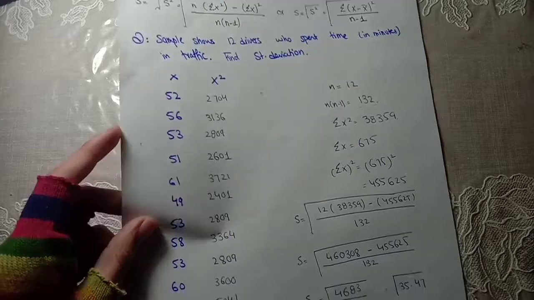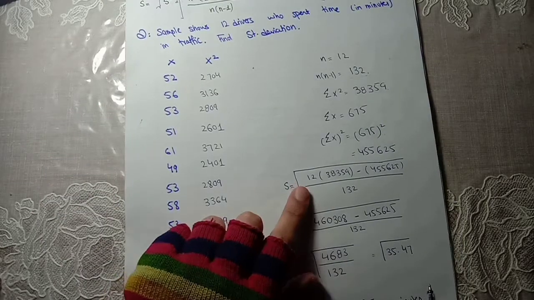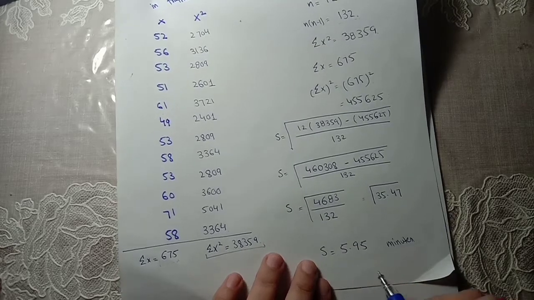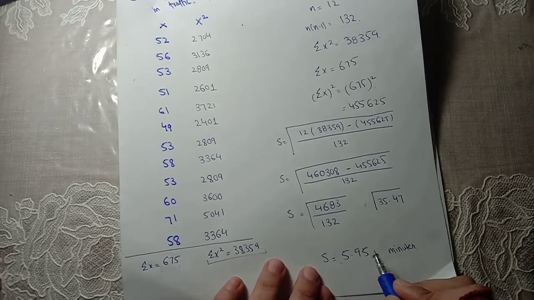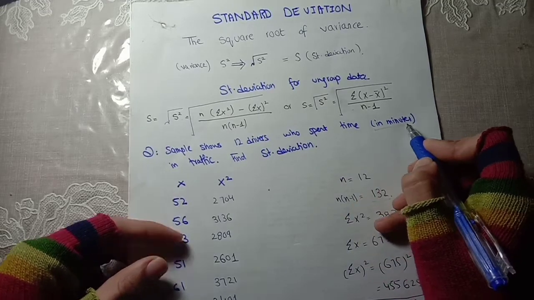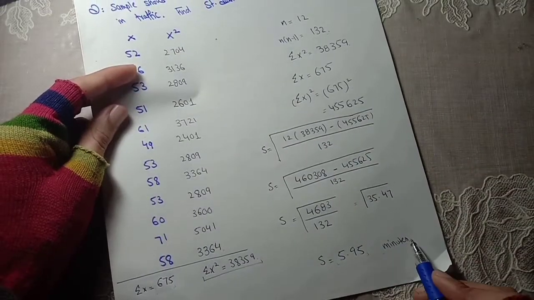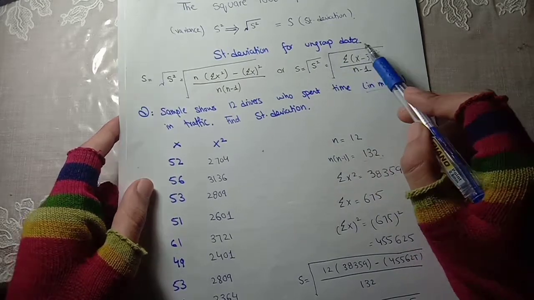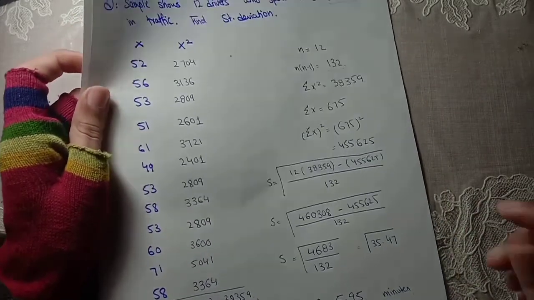So I have written all of the values in the formula, and after solving them, I got the answer, which was 5.95. In the question, it was given that it is the time in minutes, so the standard deviation will be this many minutes. So we can solve this question by this formula also, and the answer will be the same.